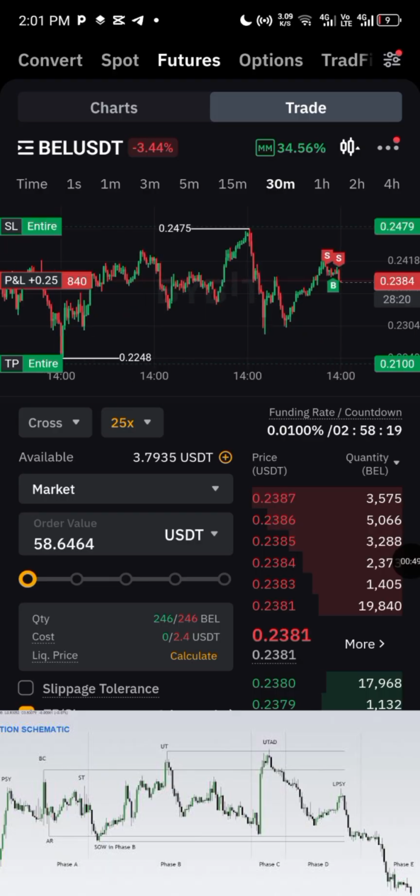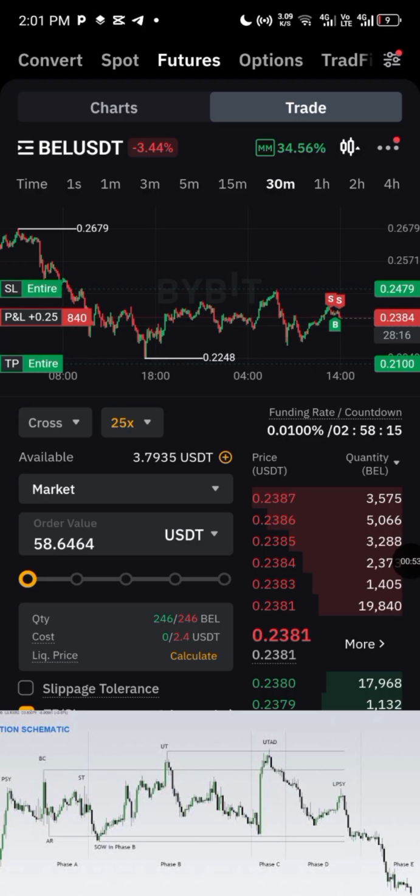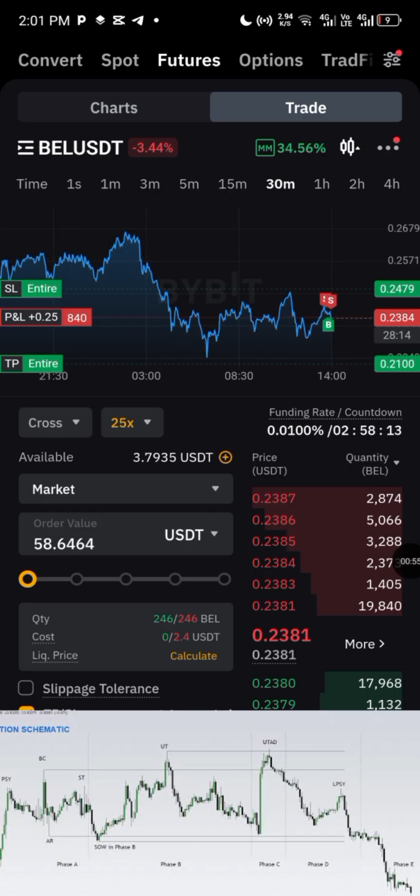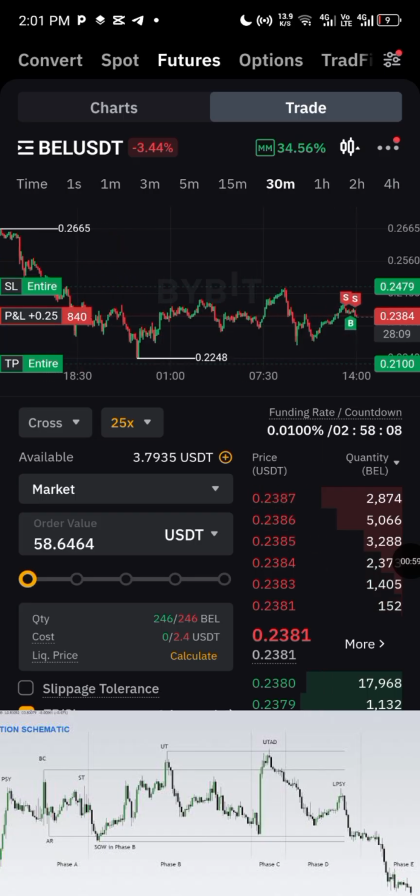Now, we want to see a range. We want to see a range when price is trading down. And we also want to see that there is liquidity taken from sell side and buy side equally.